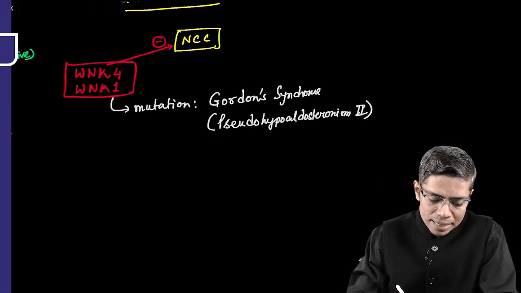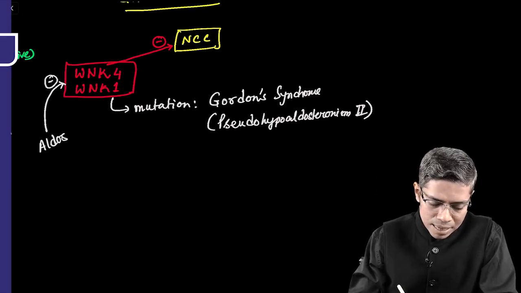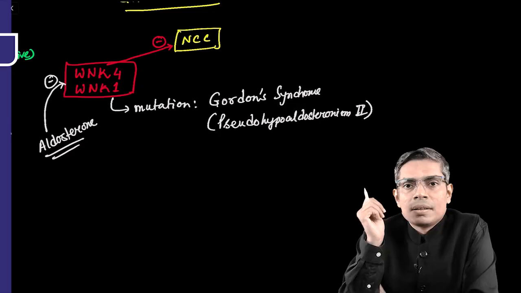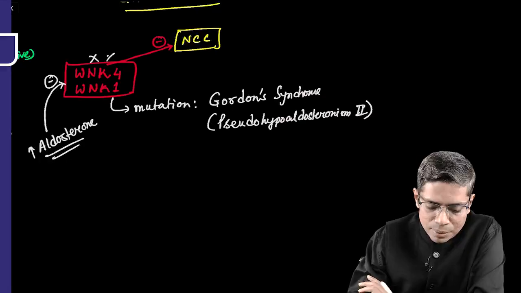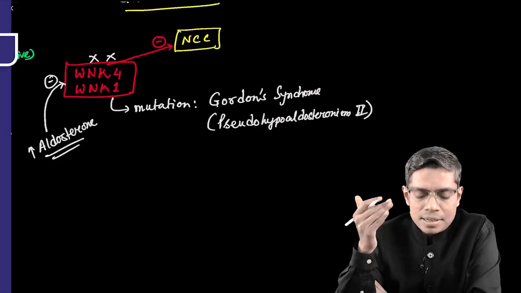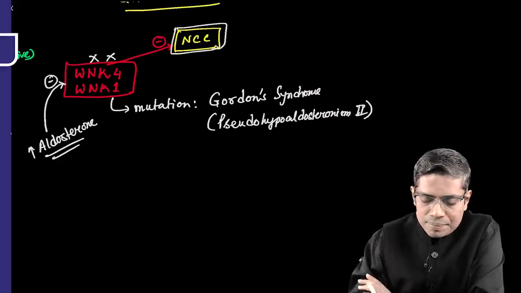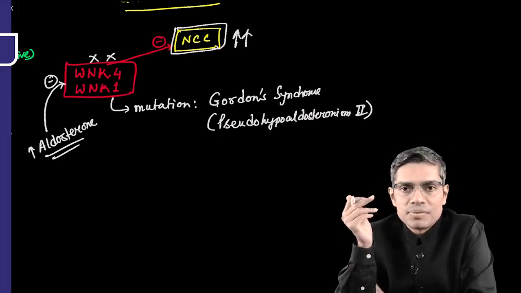So this WNK4 and WNK1 is destroyed by the hormone aldosterone. So now you look at the whole mechanism. If aldosterone is there, it is going to inhibit this WNK4 and WNK1. It is going to destroy those. And if it is destroyed, then what will happen? This NCC will be hyperfunctional. Getting my point? This NCC will be hyperfunctional.